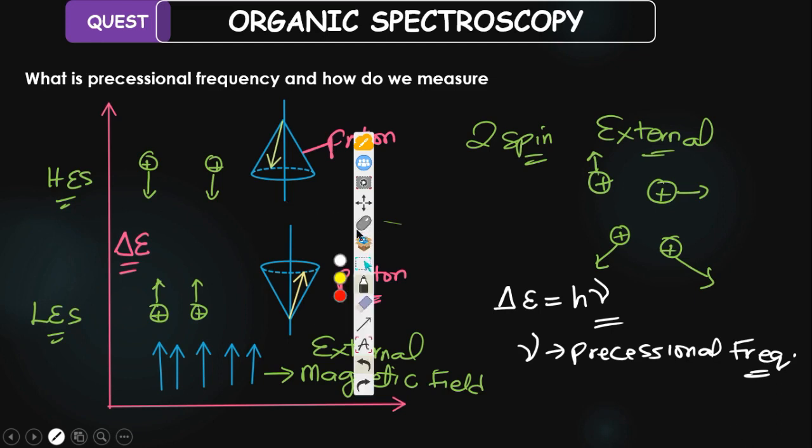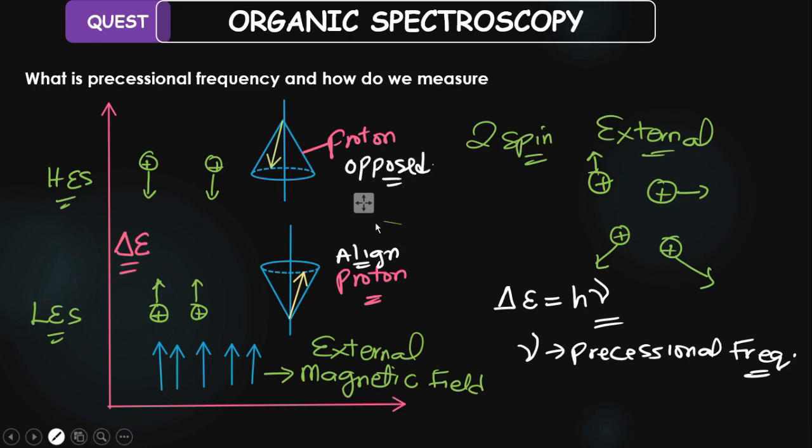Now, if you can see this very well, this one here, like we said, aligns with the magnetic field. This proton nucleus here aligns with the magnetic field. Are you getting it? The one that aligns, we say their energy is small. Why? This one is opposed to the magnetic field, is opposite the magnetic field.